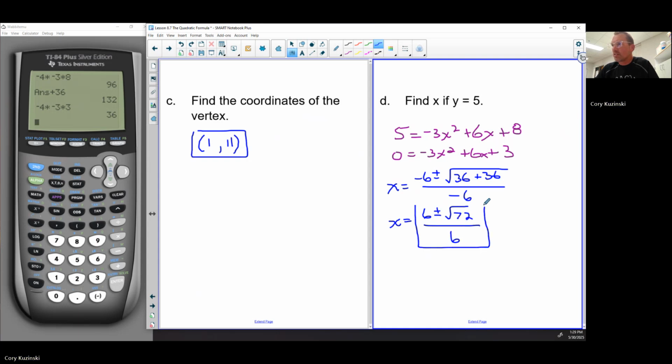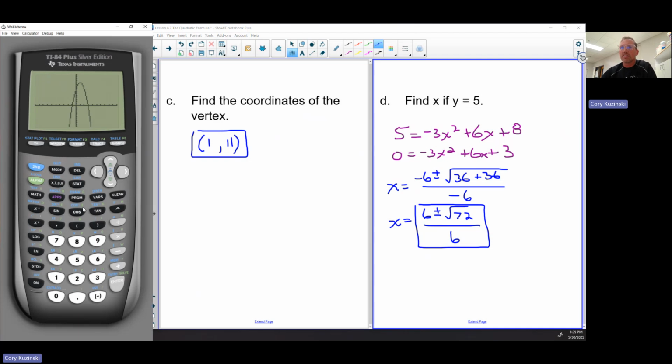That's the answer. I'll go back to my graph and I'll prove it to you. Let's go trace. You got to do parentheses. 6 minus the square root of 72, parentheses to end the square root, parentheses to end the numerator, divided by 6. That's 5. Let's do it again. Parentheses, 6 plus the square root of 72, end your square root and your numerator, divide by 6. That's also 5.